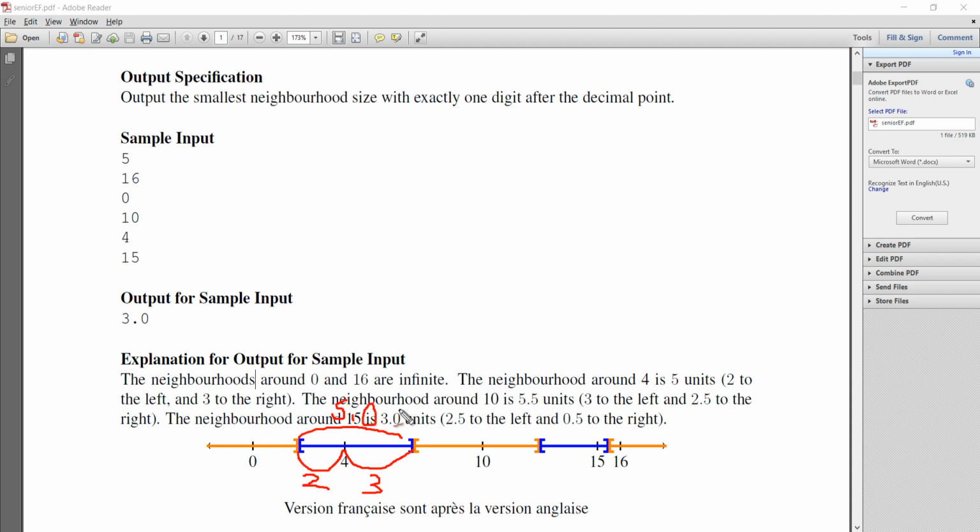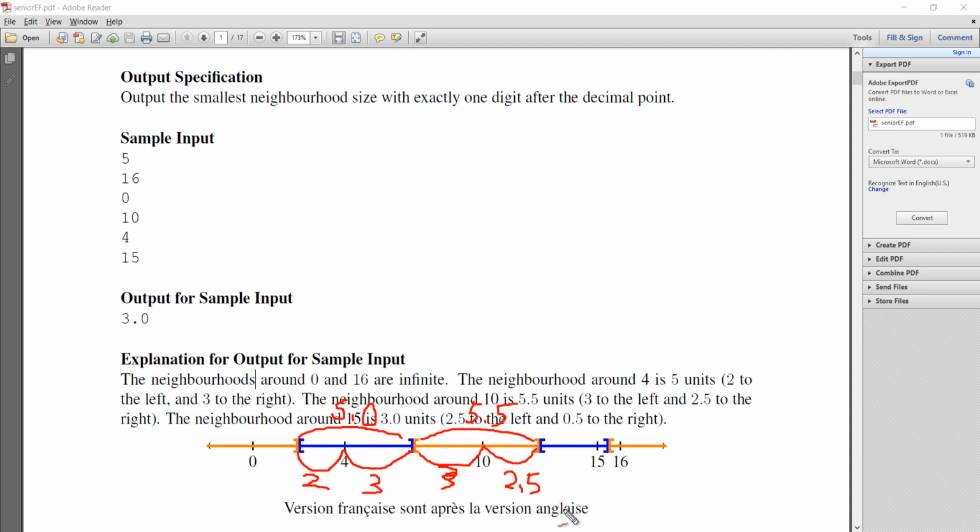Don't forget the 1 digit after the decimal point. And then for the village at point 10, the size to the left is the same as 3, and to the right the size is 2.5. So the total size for village 10 is 5.5.